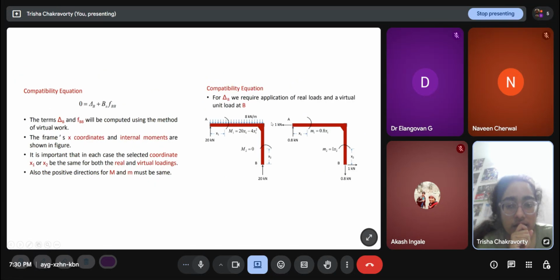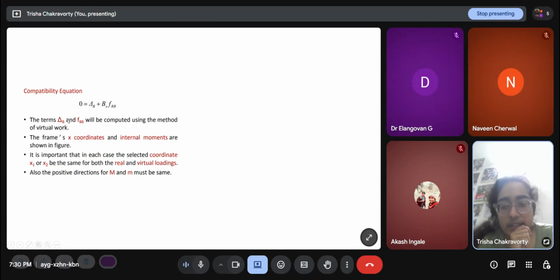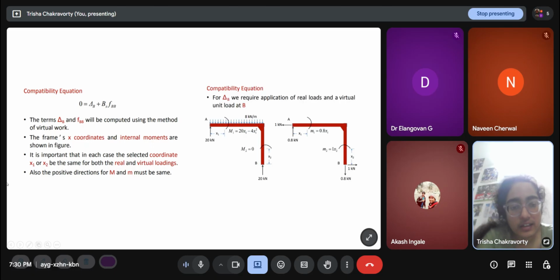So the terms delta B and fBB will be computed using the method of virtual work. The frame's x coordinates and internal moments are shown in the figure here, and it is important that in each case the selected coordinate x1 or x2 be the same for both real and virtual loadings. Also, the positive directions of M and small m must be the same. Small m is the unit load analogy. For delta B, we require application of real loads and a virtual unit load at B.